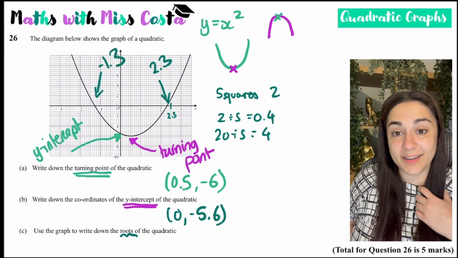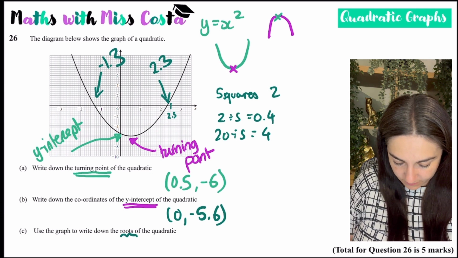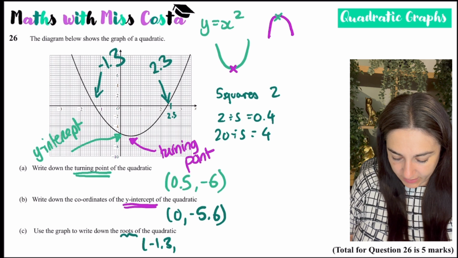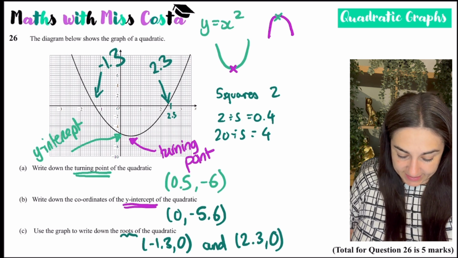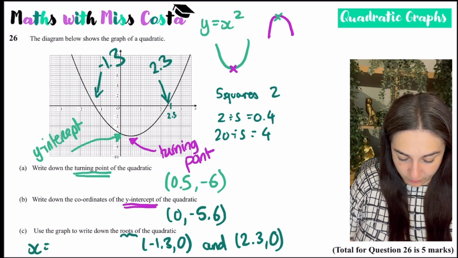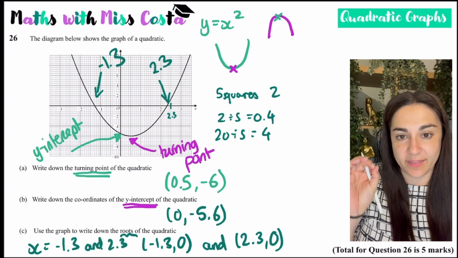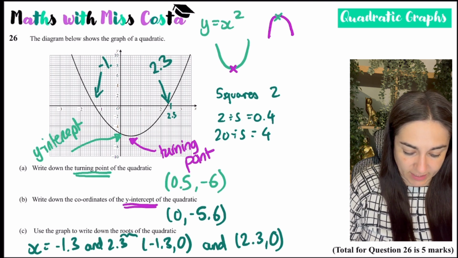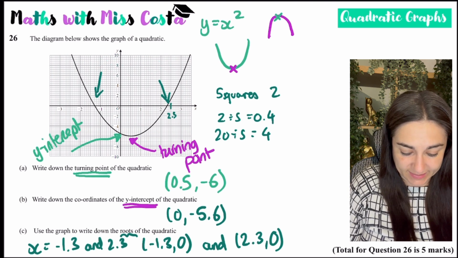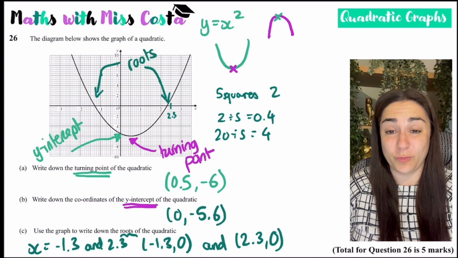So the roots, you can write them as coordinates. So the coordinates would be minus 1.3, 0 and 2.3, 0. You could have also just said x is minus 1.3 and 2.3, but basically the roots are where the graph crosses the x-axis. So if you know that, it's pretty simple to pick up these marks for quadratic graphs, which a lot of people just tend to skip.